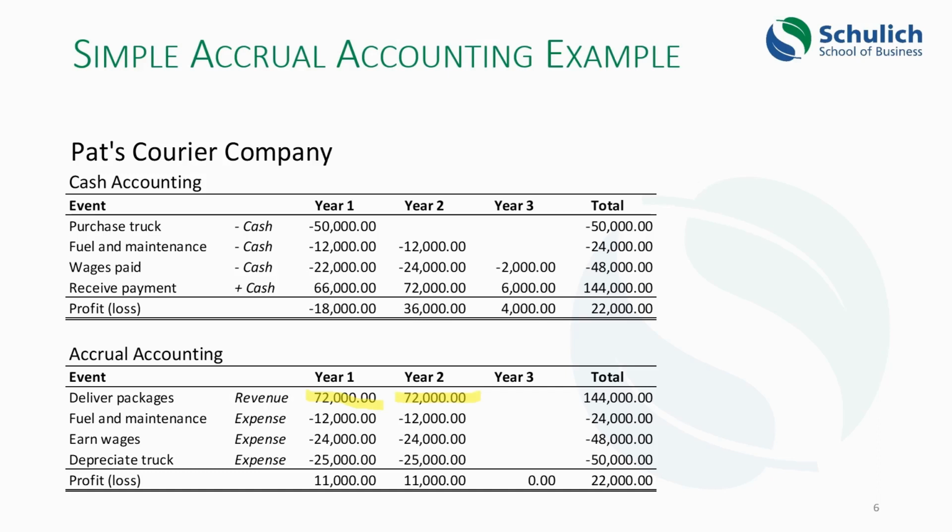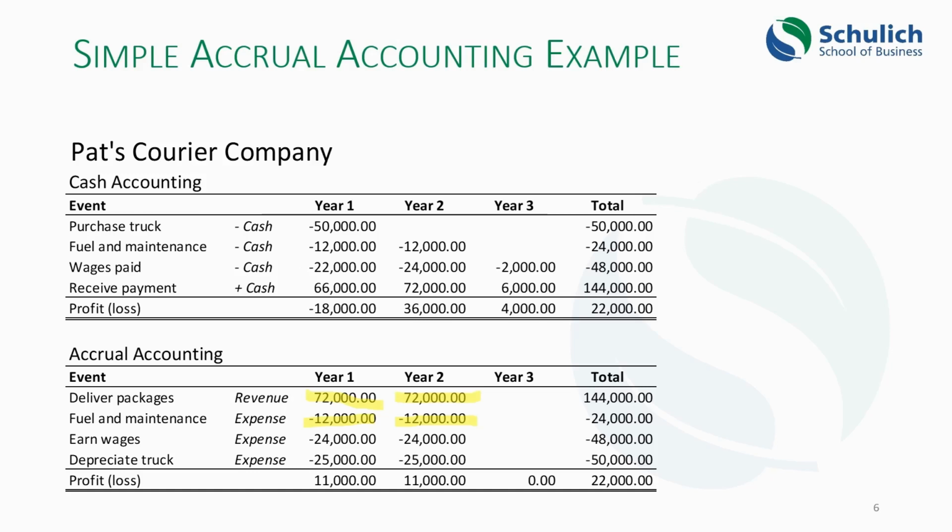So obviously, one of the things that has to be recognized is the fuel and maintenance expense at $1,000 per month for a total of $12,000 in each of the years. Now, that line is no different from the cash accounting line because the expenditure of cash and the recognition of the expense happen to match up. But for wages, you have a completely different situation.